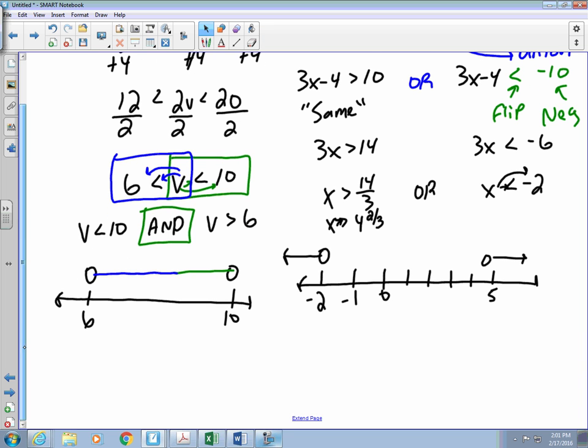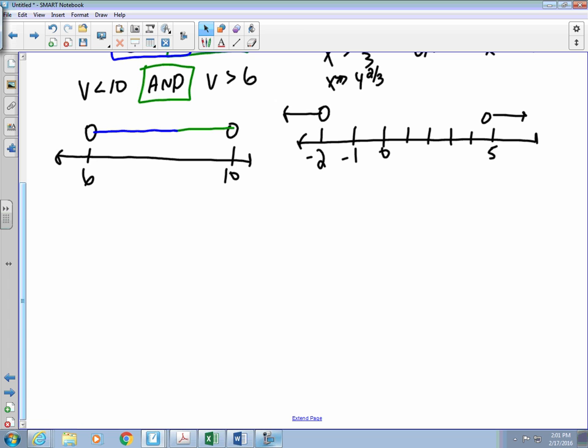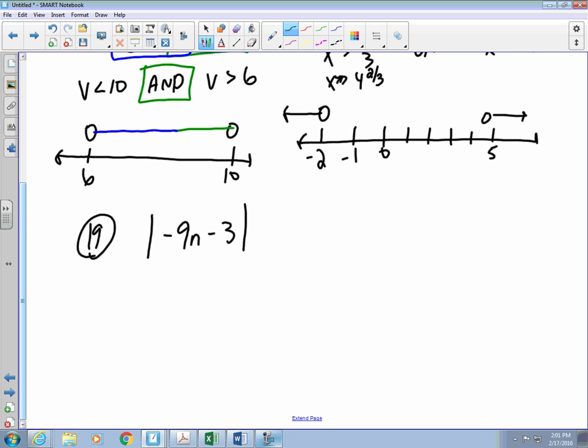So the next one is an intersection. Number 19 will be an intersection, and it would be something like this. You'd have -9n - 3. Then here my symbol will be a less than. Since it's less than, that is going to be an intersection.